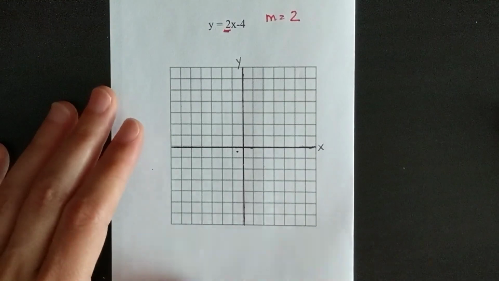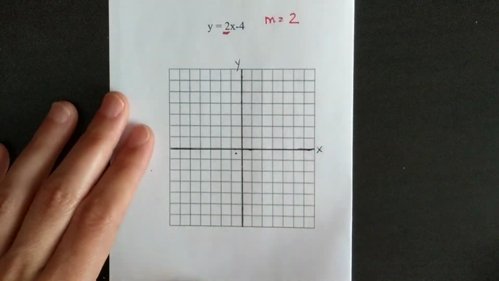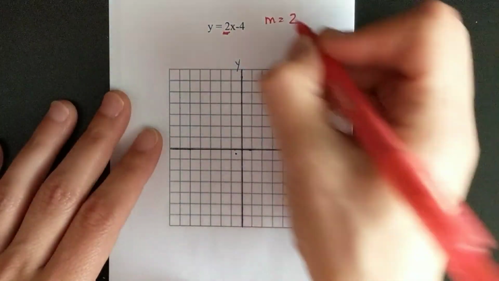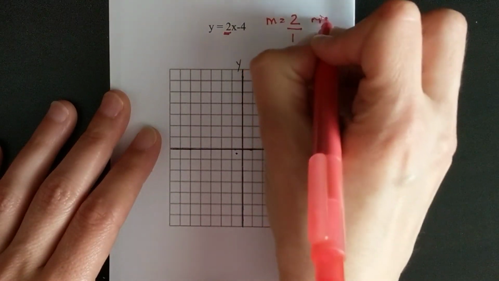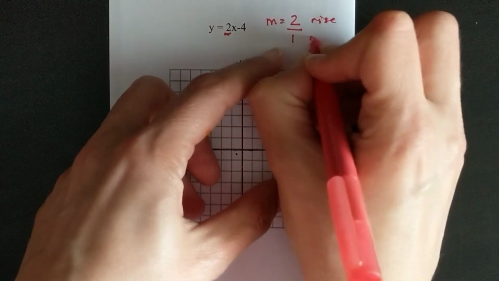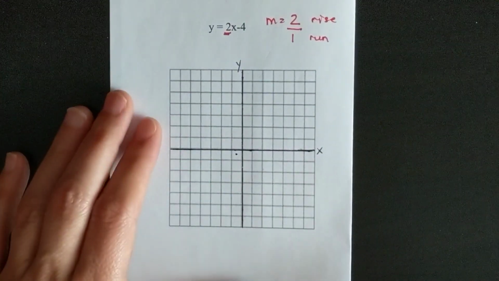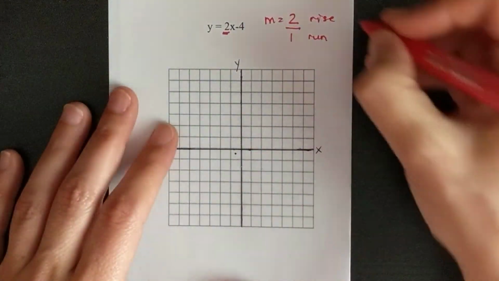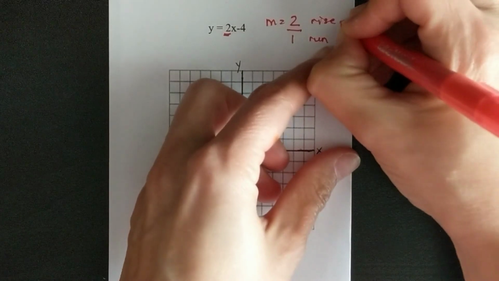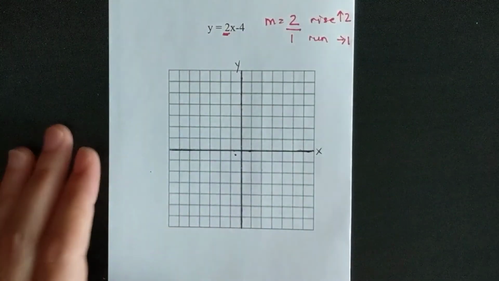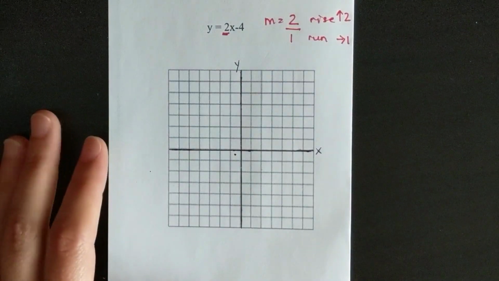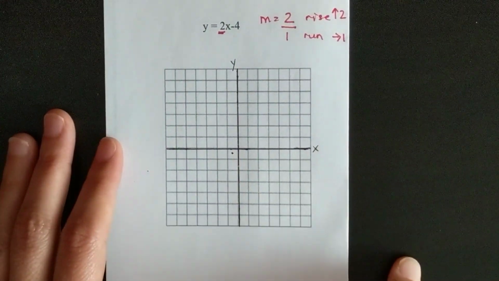Now when it comes to actually counting your slope, it's really helpful to turn this into a fraction. So what I would do is turn this into 2 over 1, because you want to count rise over run. This slope tells you that starting from a point, you are going to go up 2 squares and over 1 square. So your slope is going to be up 2 and over 1.